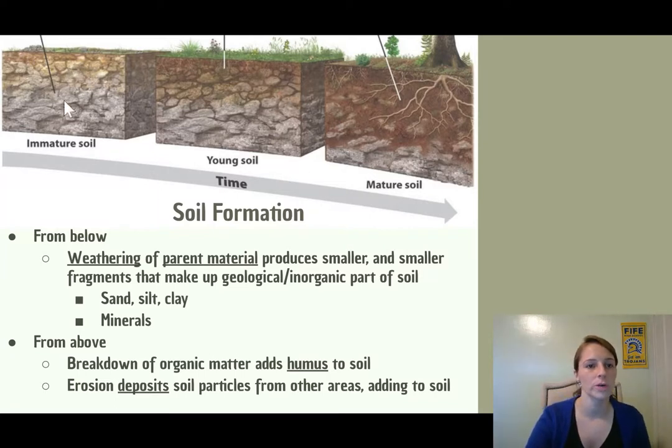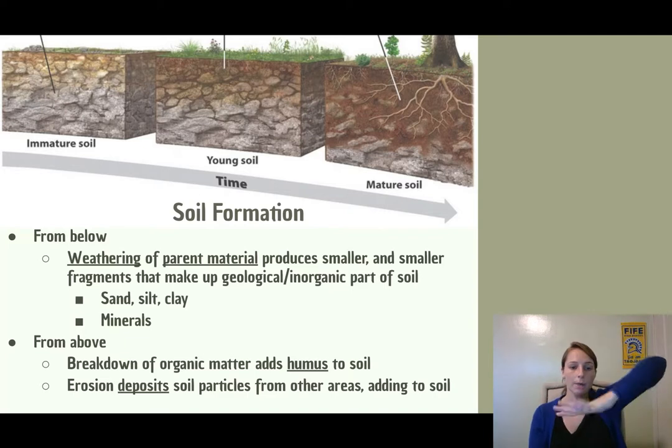Now, immature soil is going to have a really large bedrock area. And then as it breaks down, you're going to get smaller and smaller fragments from weathering. This will start to make up some of the geological, or non-organic, part of the soil. These parts are going to be things like sand, silt, clay, and minerals coming from that rock that was weathered down.